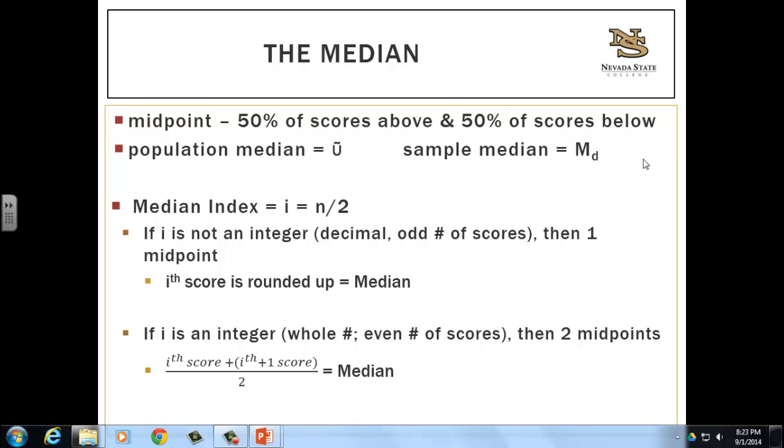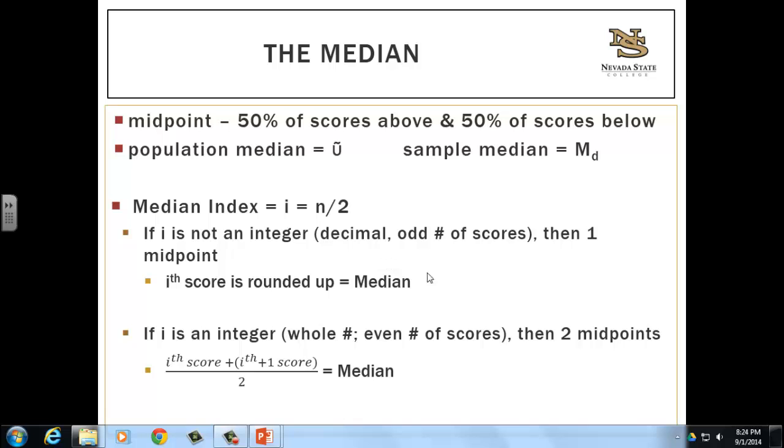Now just like the percentile location index, where you're trying to find the location of a score, the median, you're also looking for the location of a score. So the median index functions quite similarly to the percentile location index, only there's a little bit of a different formula, but we're still going to be finding I and then counting to find the position of I in our data set and what score is at that position. So I is equal to N divided by 2, your sample size divided by 2.